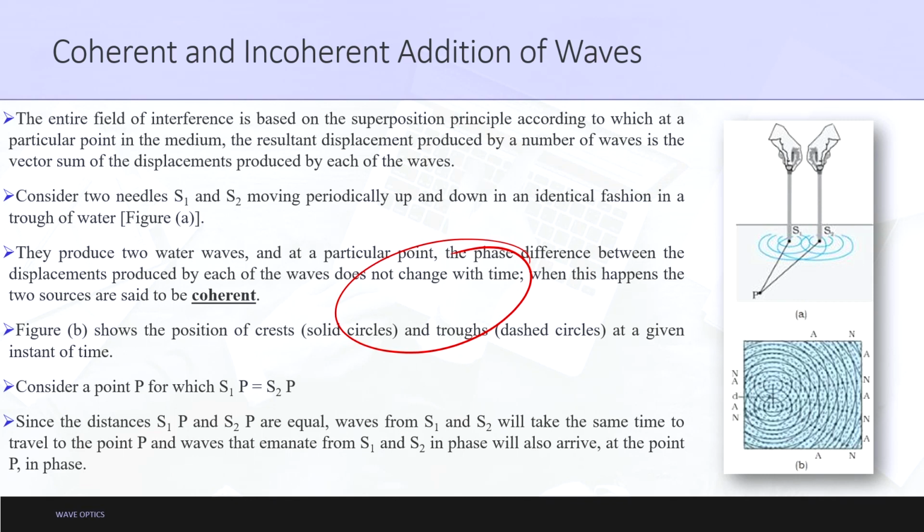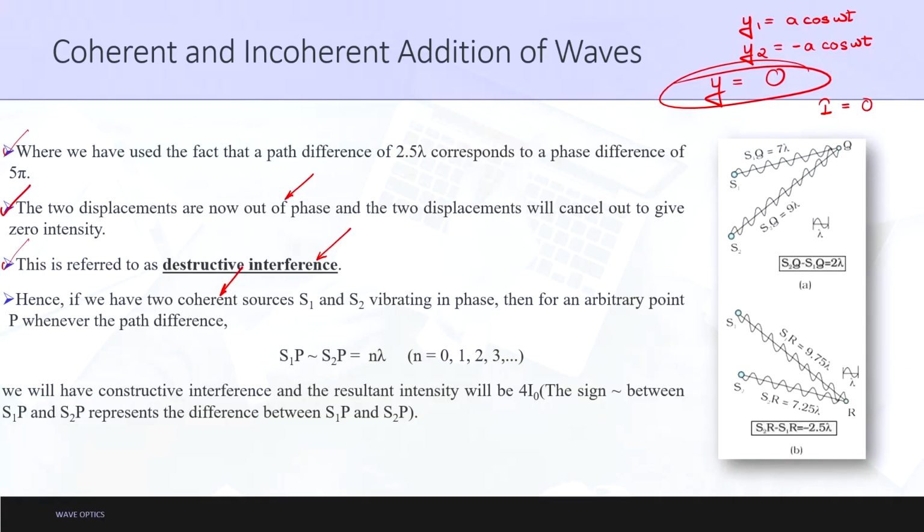Similarly, if the phase difference between the displacements changes with time, then those are known as incoherent sources. So, moving on. Now, just an explanation again. If we have two coherent sources S1 and S2 vibrating in phase, quite evidently, coherent sources will vibrate in phase only.